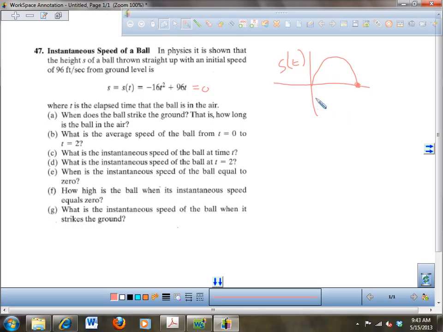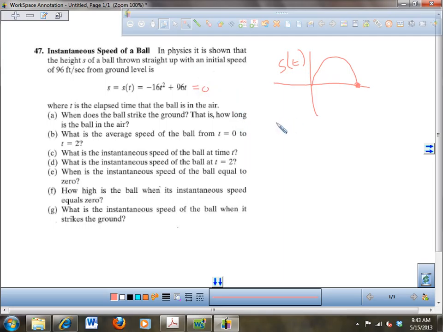All right, so anyway, the ball is going up and down. Okay, so when does the ball strike the ground? That is, how long is the ball in the air? So you set this equal to 0.